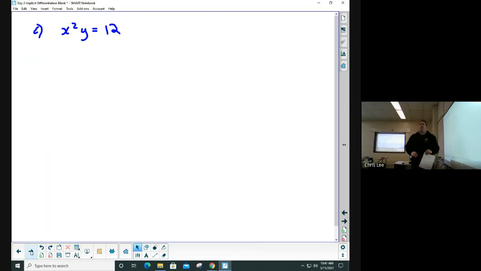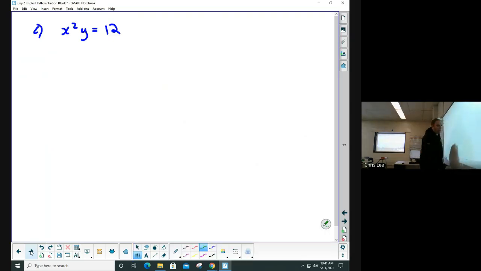Here's another example. And since it's differentiation, it doesn't matter that it's implicit differentiation, it's differentiation. So all the rules we learned last unit, like product rule, quotient rule, chain rule, all of those still apply. We just have this one little added layer. So in this case, again, let's use implicit differentiation.